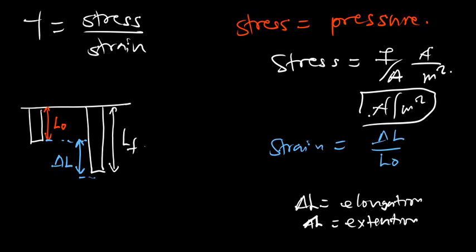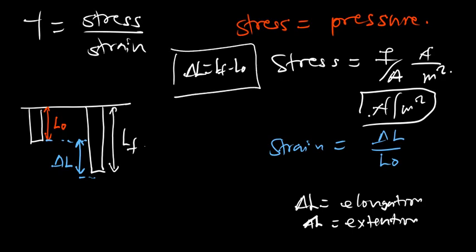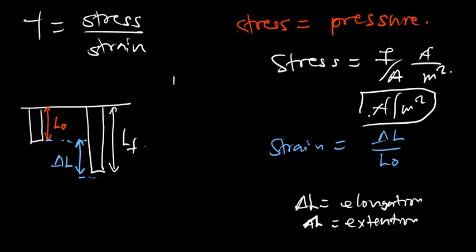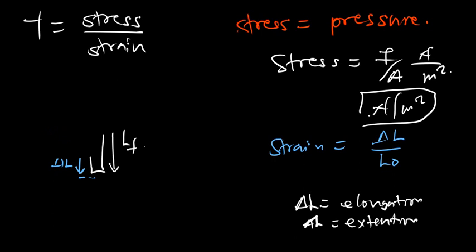Okay. So that is the strain. Now I can clearly see that the change in L is basically L final minus L initial, but you are not going to be using this anyway. The change in L, I want you to know that it is extension. At the same time, we call it elongation.